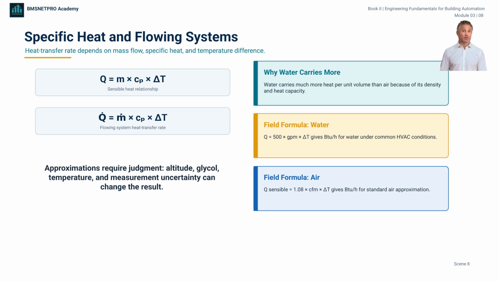Glycol concentration, altitude, temperature, humidity, and measurement uncertainty can change the result. The professional use of these formulas is not just to get a number. It is to test whether the number is reasonable. If a small coil is supposedly moving an impossible amount of energy, do not celebrate the calculation. Question the inputs, units, sensor scaling, and operating condition.